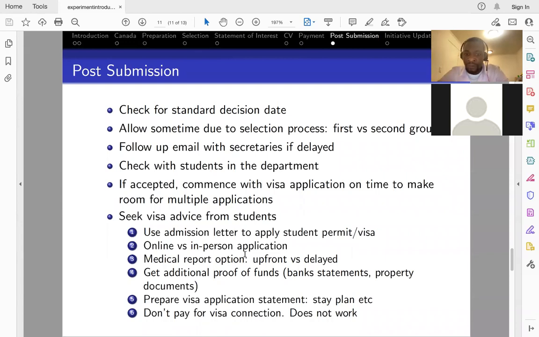You can do that. And if you get accepted, I would totally advise you to start preparing your visa application right away. You don't have to delay. If you delay, then there's going to be an issue.